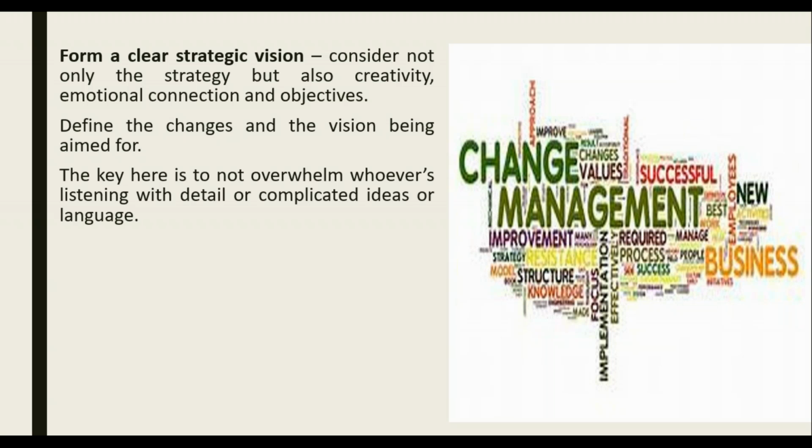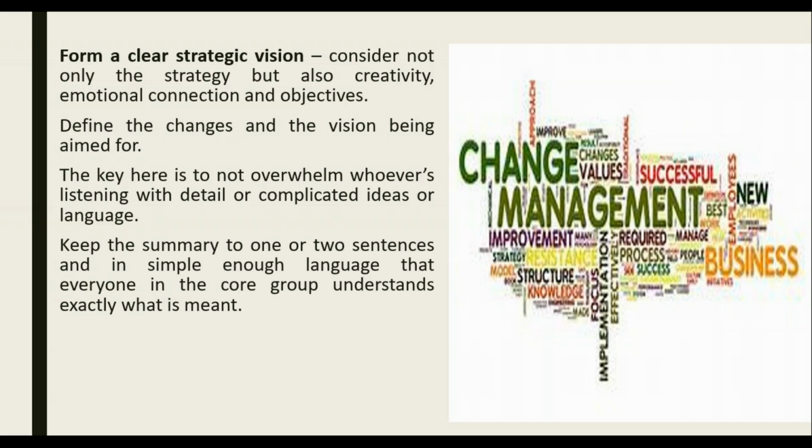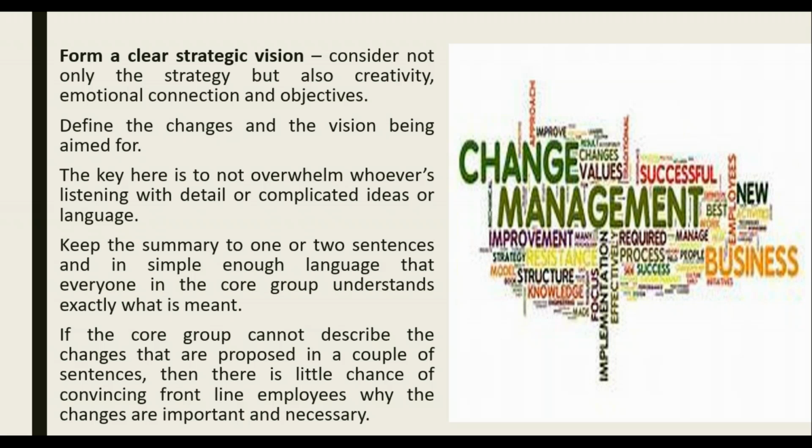Write down what values the proposed changes work towards achieving, what the changes are, and what the predicted outcome will be. Keep that summary to 1 or 2 sentences and in simple enough language that everyone in the core group understands exactly what is meant, in order that they can then cascade that to the remaining workforce. If the core group can't describe the changes that are proposed in a couple of sentences, then there's little chance of convincing frontline employees why the changes are important and why they're necessary.